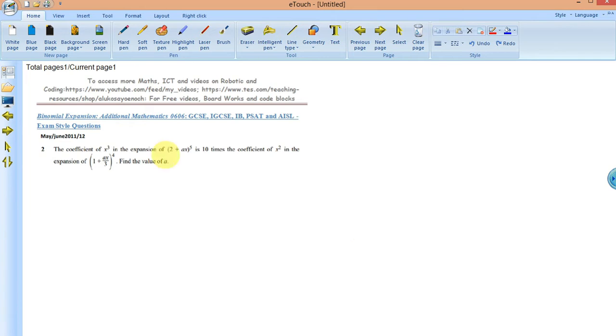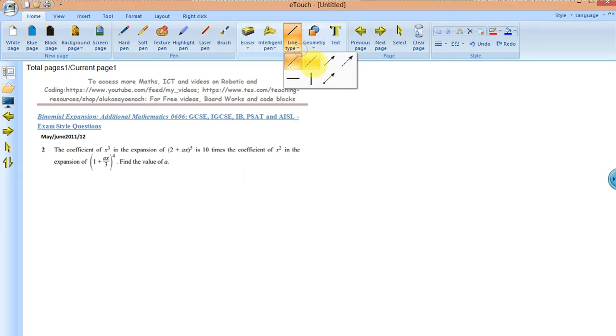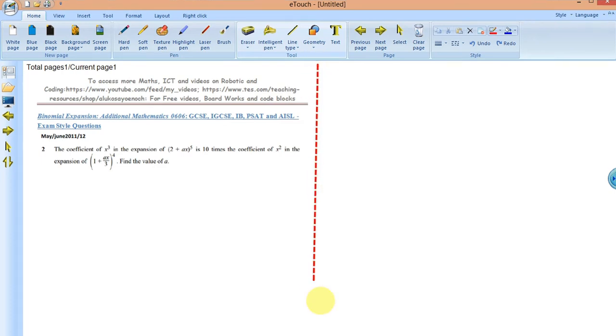This is Additional Mathematics 0606, May/June 2011, Paper 1, question 2. This is an IGCSE past paper, and I want to believe this session will also help you in your GCSE, your IB, your PSAT and AS-level exams. Okay, let's get started with the first question. I need to demarcate my board in order to manage it well.